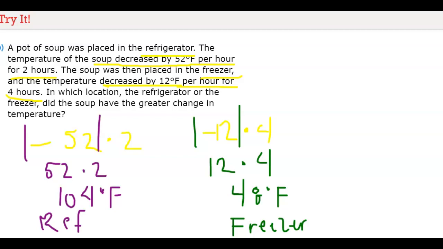So the question says, which location did the soup have greater change in temperature? And as we can see, the greater change in temperature was with the refrigerator. So the refrigerator is the one that has the greater amount of change.